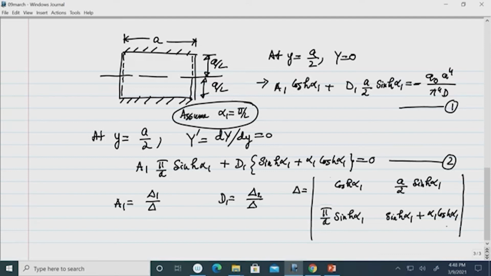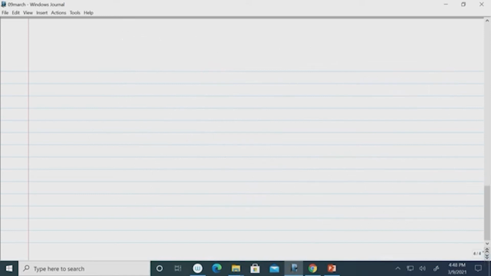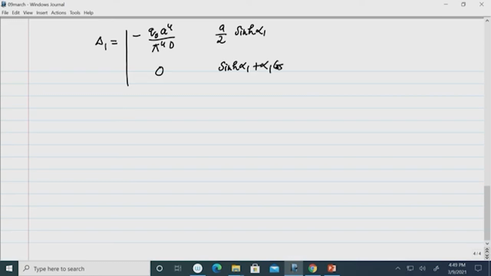So, this is the delta. Similarly, you can find delta 1 as this. Let us write down delta 1. Delta 1 will be minus q naught a to the power 4 by pi to the power 4 d. Here it will be 0. Then here it will be a by 2 sinh alpha 1, and in that case it will be sinh alpha 1 plus alpha 1 cosh alpha 1. Mind that alpha 1 is pi by 2.